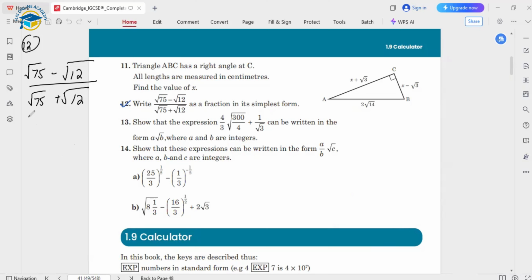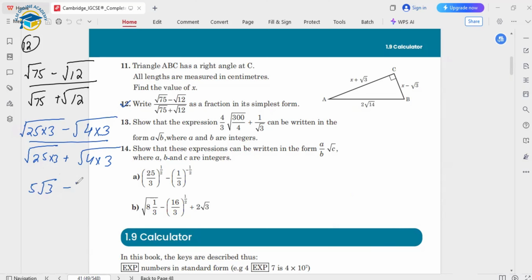Okay. So 75, we can check if there is a perfect square within this 75. So 25 times 3 is 75. So we can use this. And for this 12, we can go with 4 times 3. Downward as well, we can go with 25 times 3 plus 4 times 3. So here one number is a perfect square, just take it outside. 5 square root 3 minus 2 square root 3. And downward as well, we have 5 square root 3 plus 2 square root 3.